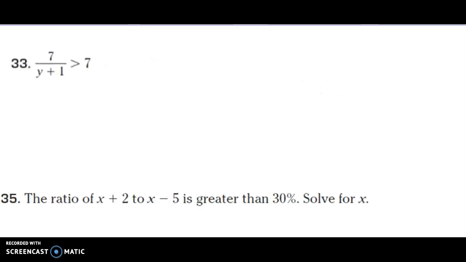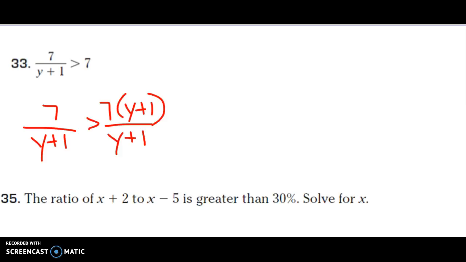Let's go on to the next one, 33. Okay, this one's a little bit easier, so we're just going to go and solve this out. I'm going to solve it real quick. You have to have a denominator of y plus 1. Once I got my denominators the same, basically I needed this to be a y plus 1, so I multiply that by y plus 1, and you get that. Now that your denominators are the same, you can drop them. So I'm going to drop them.